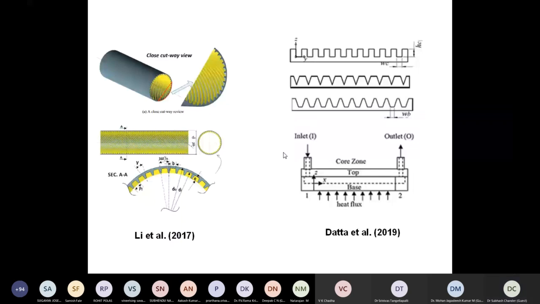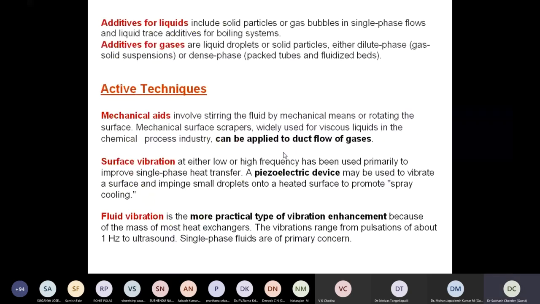There are some other passive techniques, because we are continuing with our passive techniques. In passive techniques, if you go away from the surface, we can put some additives in the liquids to enhance the heat transfer. This is the area in which a lot of work is going on, but there are some issues related to that also.